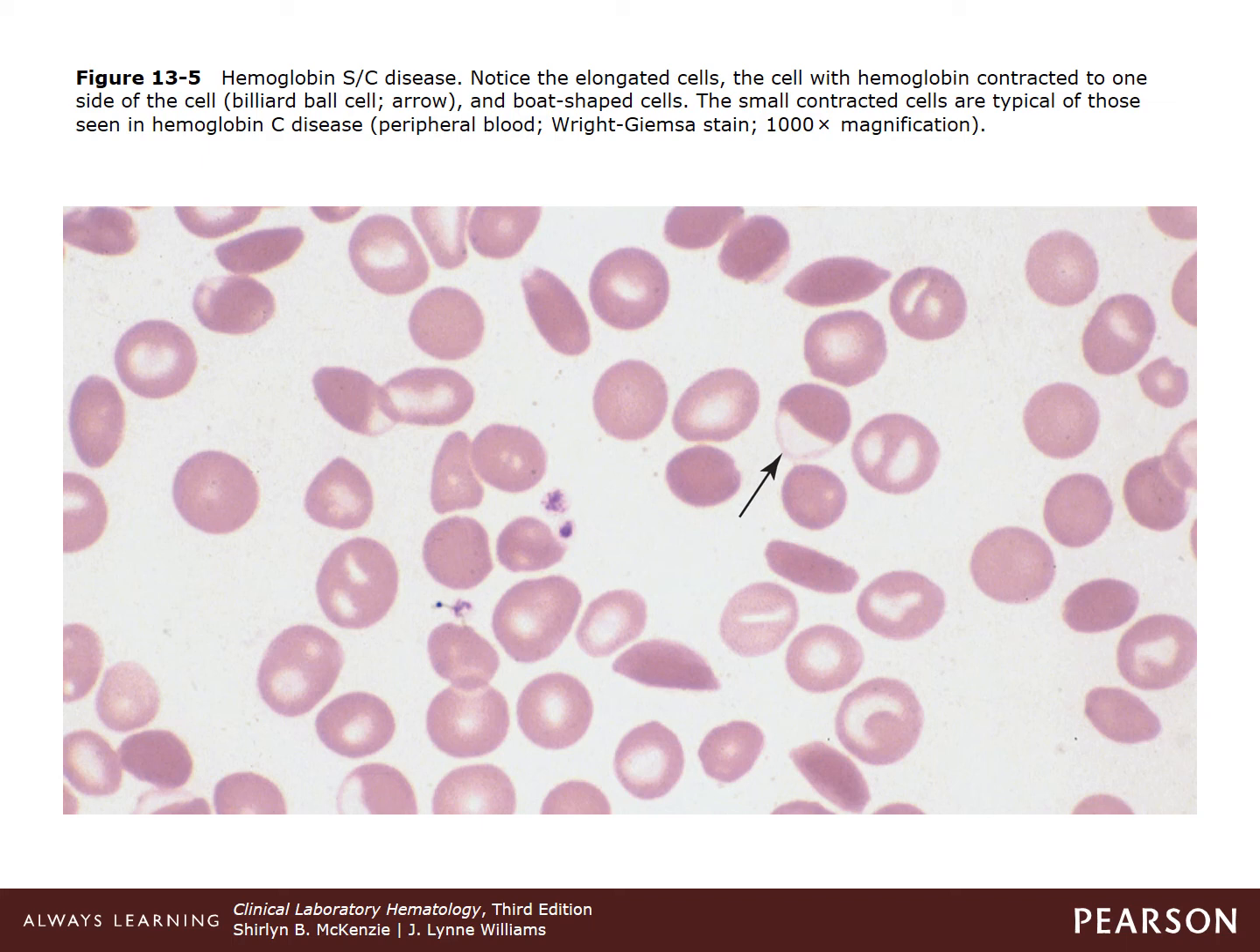You'll have a mild to moderate anemia here, and on the hemoglobin electrophoresis pattern, you'll have higher concentrations of S than C, no hemoglobin A. And here on the peripheral smear, you're starting to see some abnormal shapes within the peripheral blood. You'll see boat shapes, sickle cells, rare hemoglobin C crystals, and you may even see these billiard-shaped balls where the hemoglobin is moved to one side of the cell.